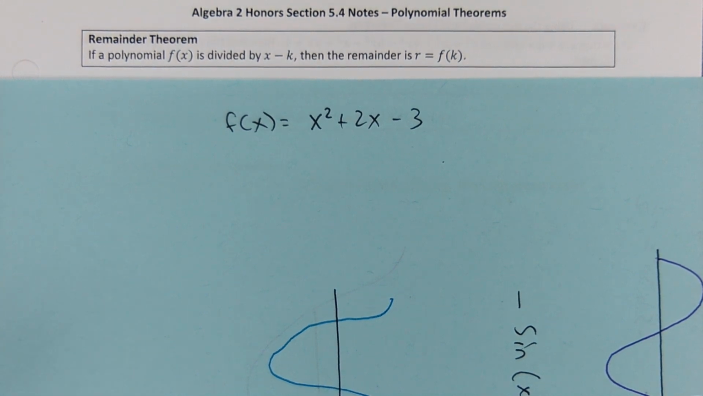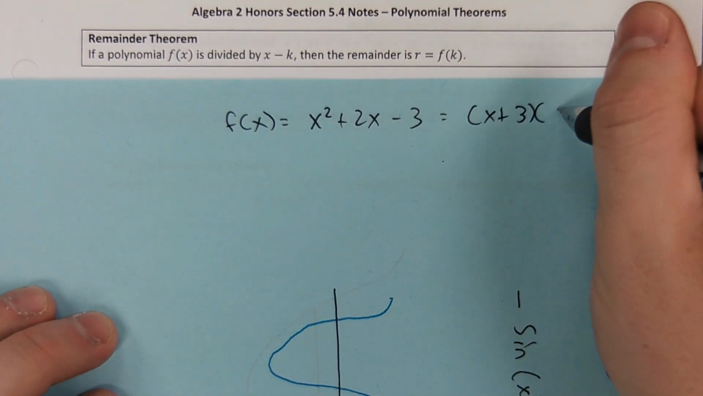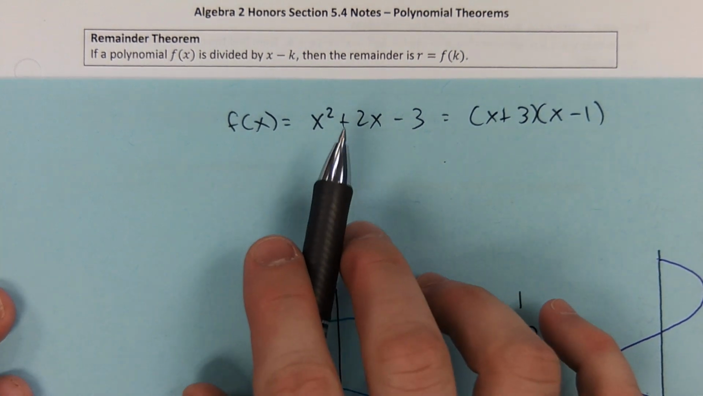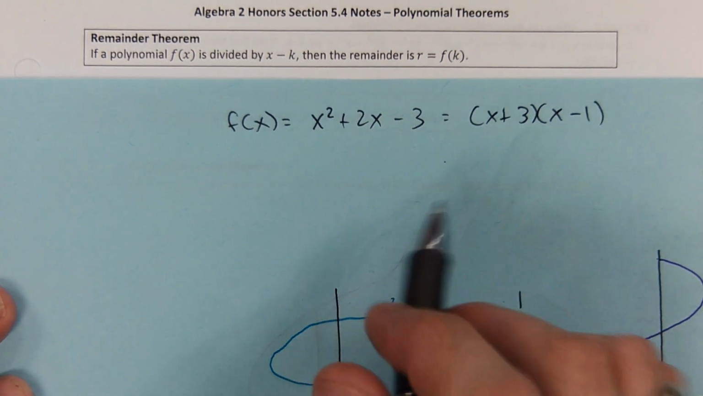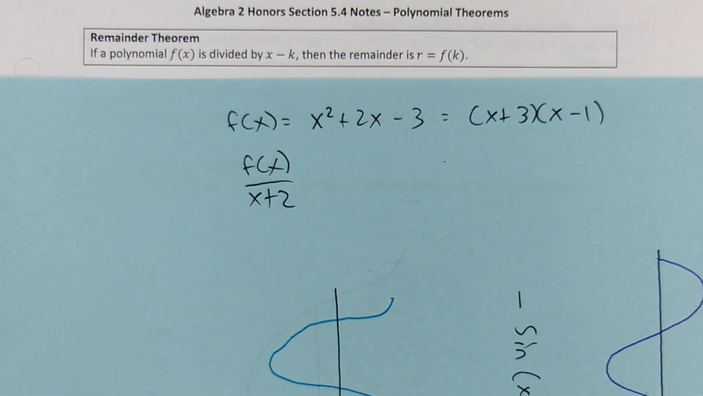Okay? Its two factors are x plus 3 and x minus 1. And those are its only two factors. That means if I divide f of x by any other linear term, I'm going to get a remainder. And I could either do the synthetic division, the long division, or I could use the remainder theorem.